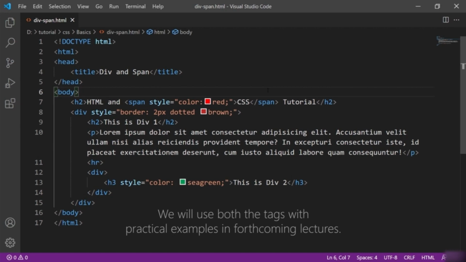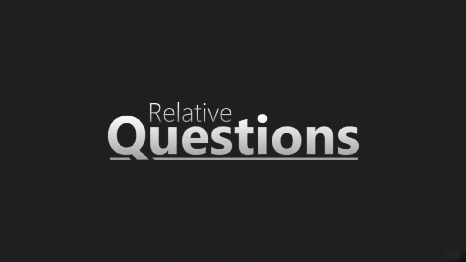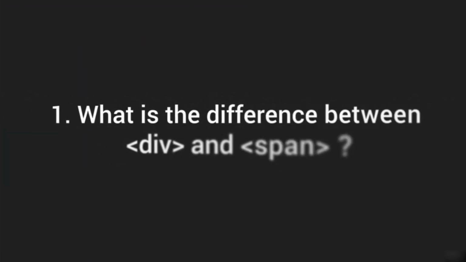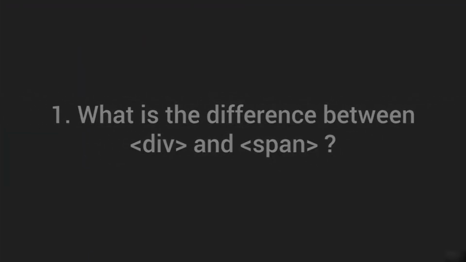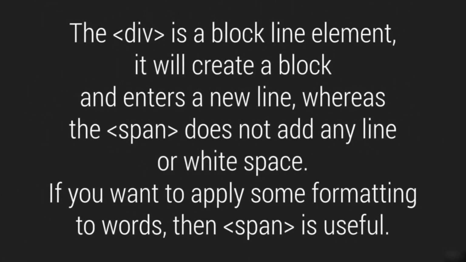Certainly we are going to use it often in the forthcoming sections with practical designs, so this will be more clear with practical implementations. Now let's talk about a related question. The question is, what is the difference between div and span? As I mentioned, div is a block-level element. That means it is going to create a block and enter a new line, whereas the span tag doesn't add any line or white space. It is just there, and if you want to style or apply some formatting to words, then span is the tag which you would be using.